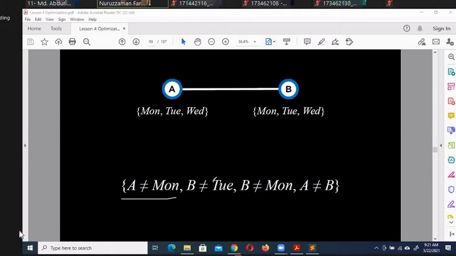In the first unary constraint, it says that A cannot be equal to Monday. But we can see in A, we have Monday. So is this node consistent? No, this node is not consistent. A node will be consistent. Let me write it. Consistent.